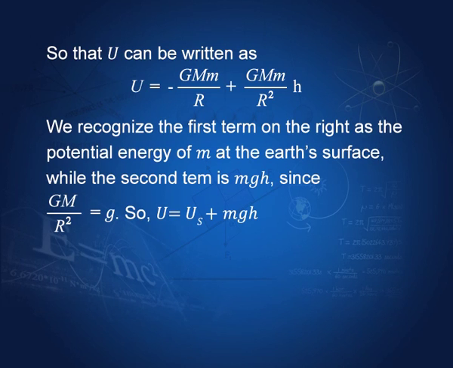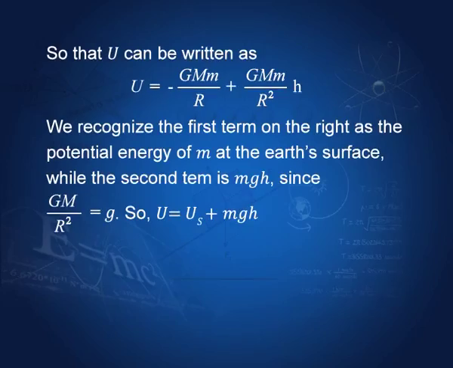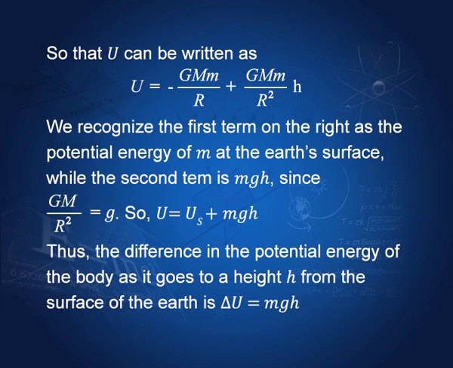We recognize the first term on the right as the potential energy of m at the earth's surface. This minus GMm by R we have learnt already is the potential energy of the mass m at the surface of the earth, and this extra term is m g h, because GM by R squared is g. Therefore, the extra term is m g h. Thus, the difference in the potential energy of the body as it goes to a height h from the surface of the earth is delta U equal to m g h.